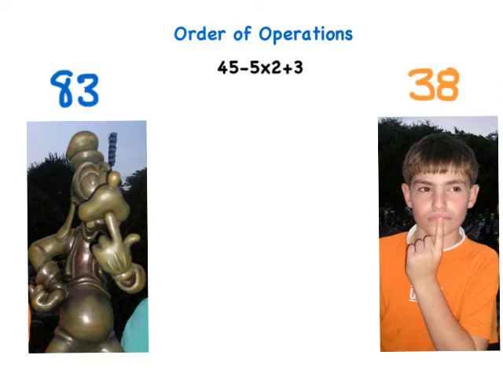It's very odd that the same expression gave us two different solutions. Well, in math, there's only one correct solution. So there must be a set of rules to follow when we have more than one math operation in an equation or an expression to get that correct answer. So let's see what those are.